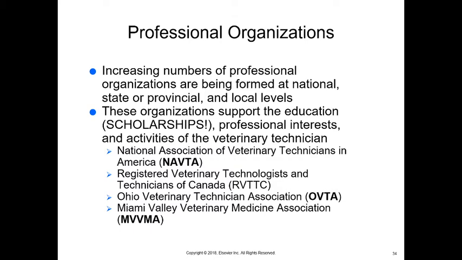There are several levels. National level is the National Association of Veterinary Technicians of America. That's NAVTA. We do have a student chapter that we will ask you to join in your second year. There's the Registered Veterinary Technologists and Technicians of Canada, which, if you're close to Canada, might be an option. Or the Ohio Veterinary Association of Technicians, which is OVAT, that is available for you.